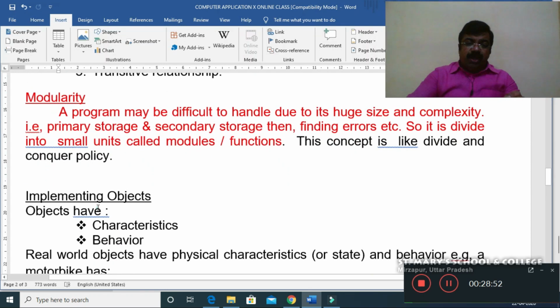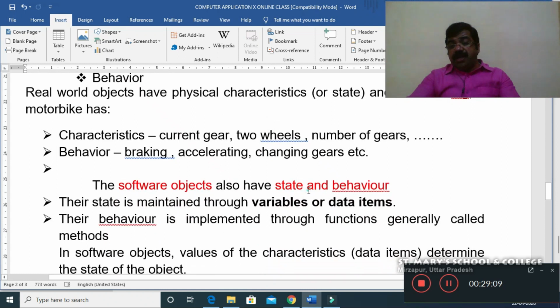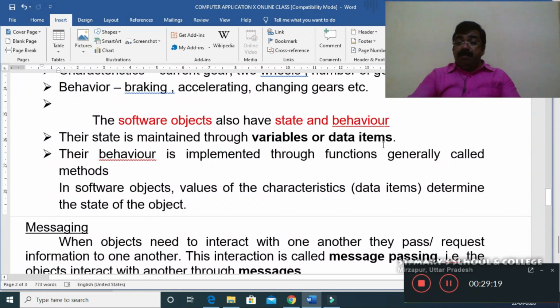Next portion is how we implement this in software. The state of the object is represented through variables, the data items. And the behavior is implemented through the methods.